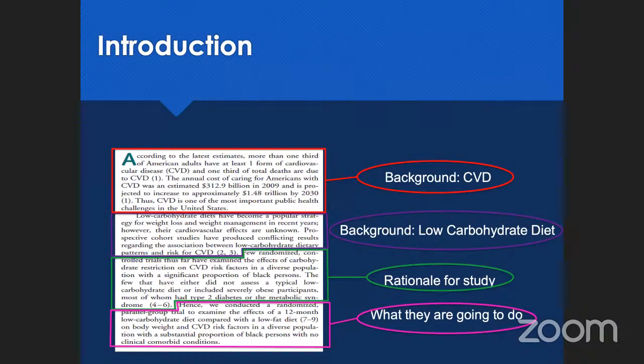The first one is the background about, for example, the disease or the specific problem we are examining. The second part is also a background about, for example, the diet we are investigating and its impact on the specific disease, or the medication we are researching, etc. Also, we can add the rationale for the study: why there is a need to do such research and what they are going to do, as we are going to do an interventional trial with certain medication or certain dietary modification.